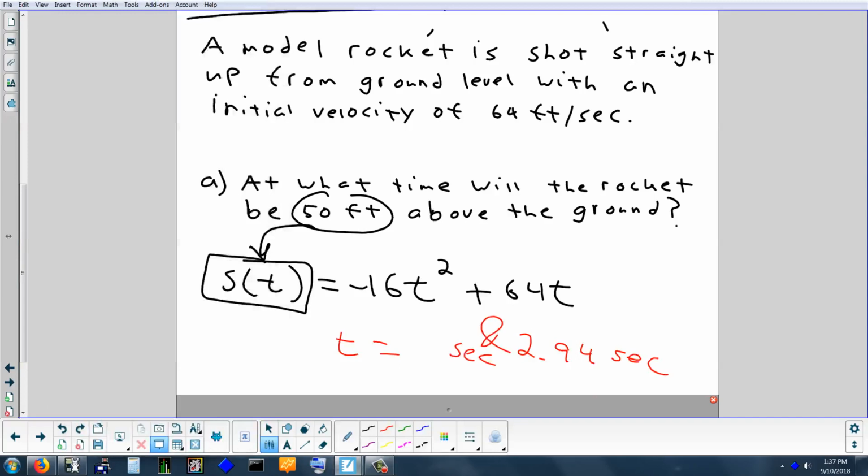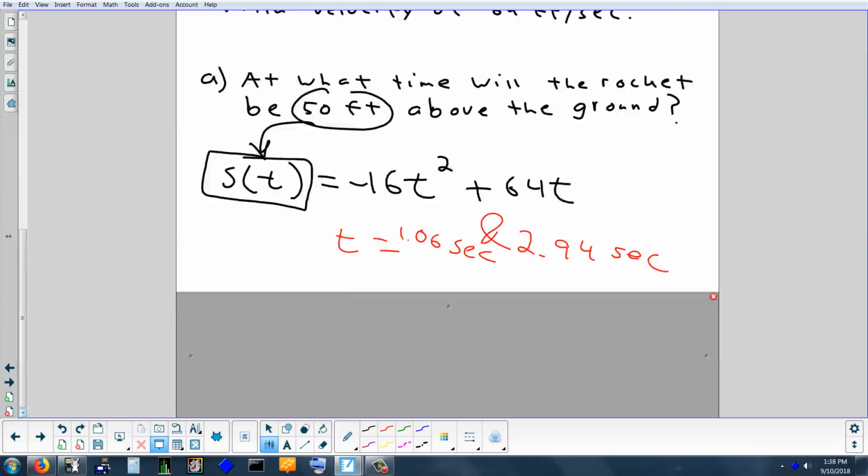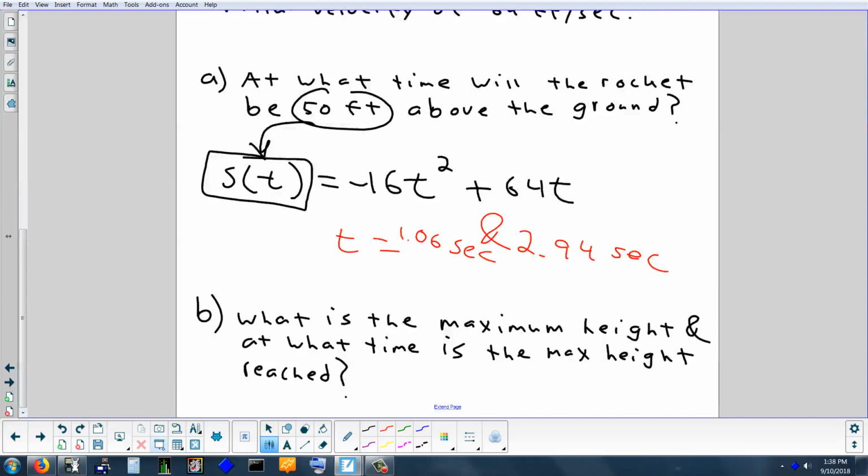Does anybody have the other intersection? Yep. 1.06 seconds. So I told you 0.94 seconds after, 0.94 seconds before. So technically, if you average those 2 numbers, it'll tell you exactly when the maximum height is. It is at 2 seconds. That's actually the next question. Well, part of the next question.